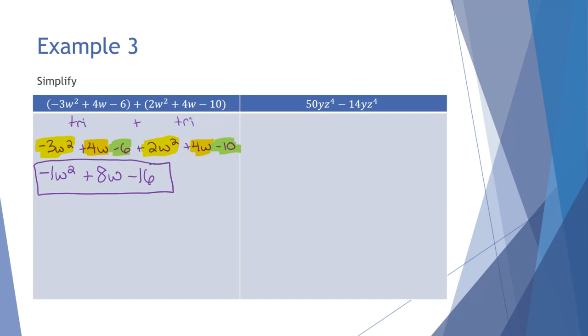Now the next one here, 50yz to the fourth minus 14yz to the fourth. Those are like terms. They both have y, they both have z. The exponents are the same. So we do 50 minus 14. That would give us 36yz to the fourth.